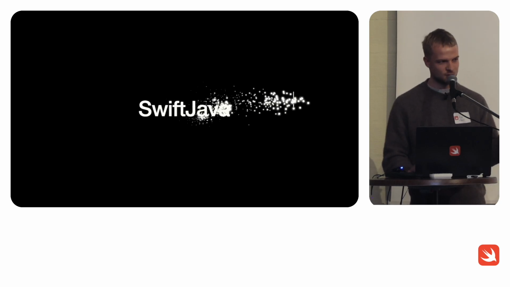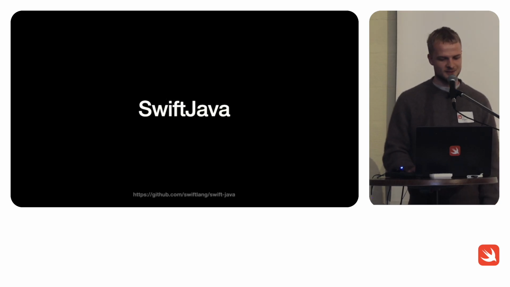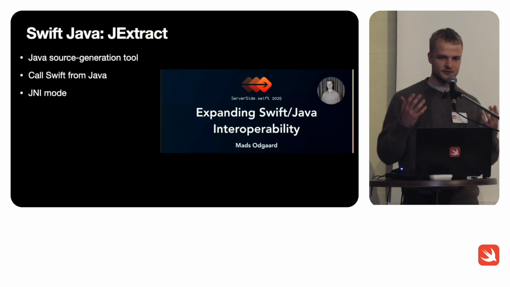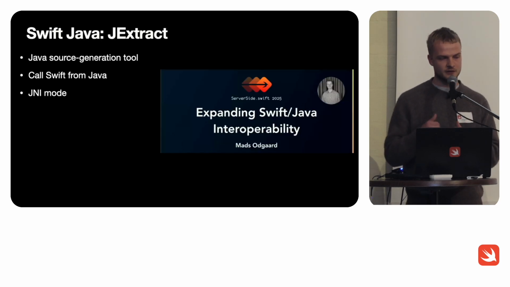Or we can use Swift Java. So the cool thing is that Swift Java comes with a tool that's called JExtract. It is basically a source generator. It analyzes your Swift files, produces Java files, and it basically allows you to call Swift directly from Java.